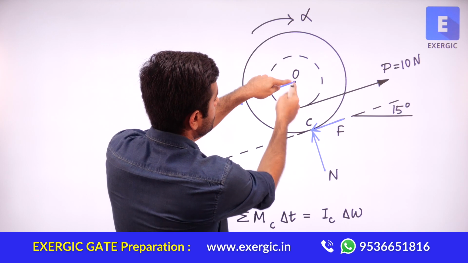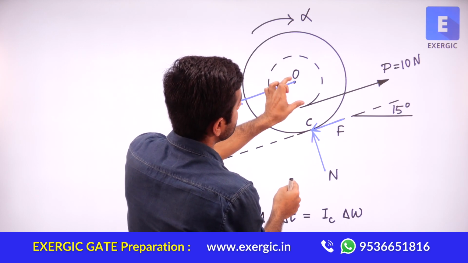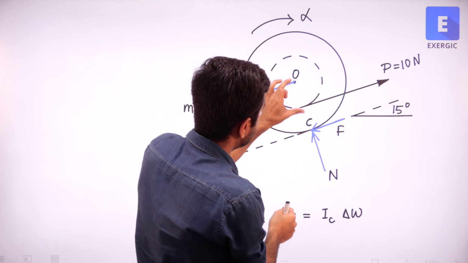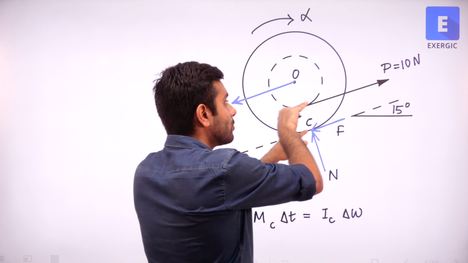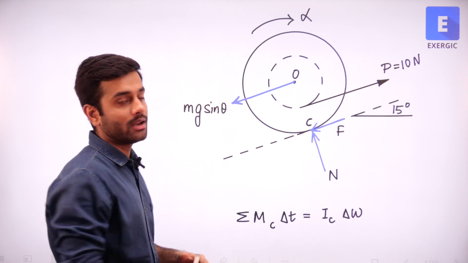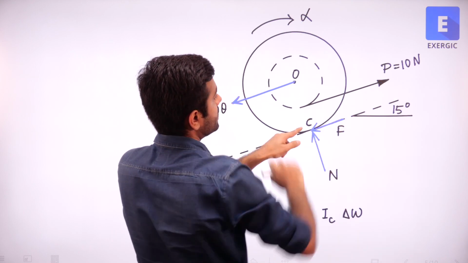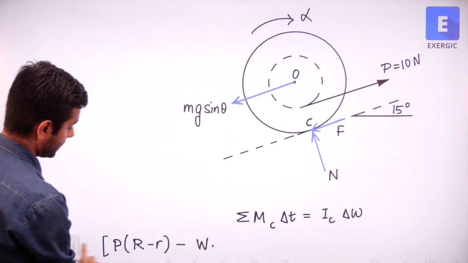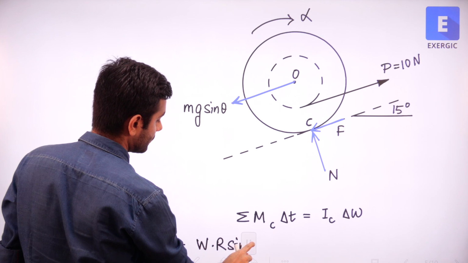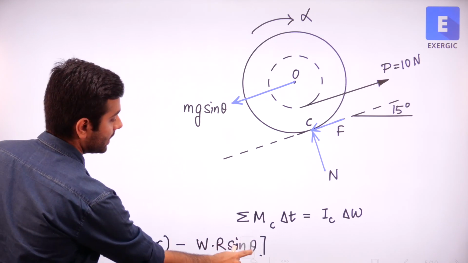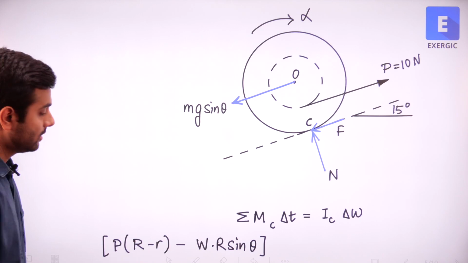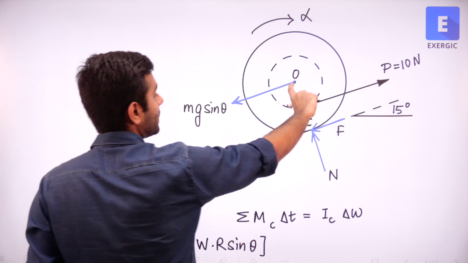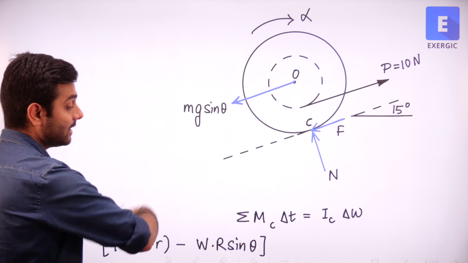Capital R minus small r. This distance from O to C is capital R, and this is the small r, right? The distance at which P was acting. So this distance is capital R minus small r about point C. So P multiplied by capital R minus small r, which is going clockwise in the same direction, minus mg sin theta multiplied by capital R. So this is what we have written here. This minus W R sin theta, right? W is nothing but mg sin theta. So mg sin theta multiplied by R. That's what we have written here. And P multiplied by capital R minus small r. This is telling you what?